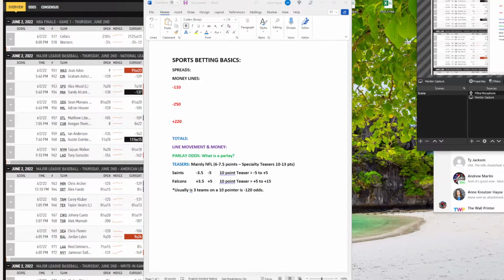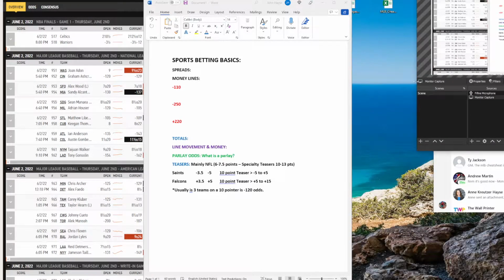If you've never made a sports bet or you don't understand it, we're going to run through spreads. We're going to look at money lines, totals, line movement. We're going to talk about parlays and what those are, and teasers. Those are what I consider to be the basics of sports betting. So let's go ahead and get started.